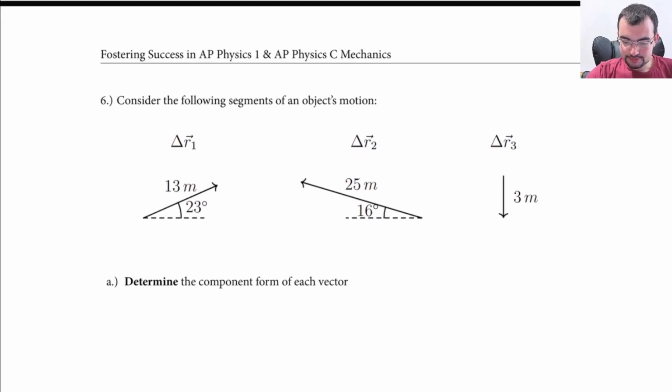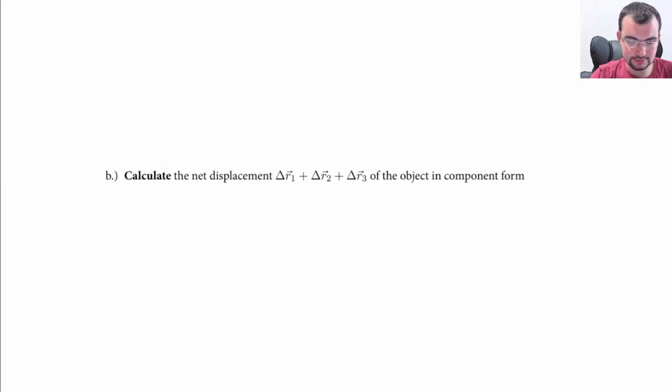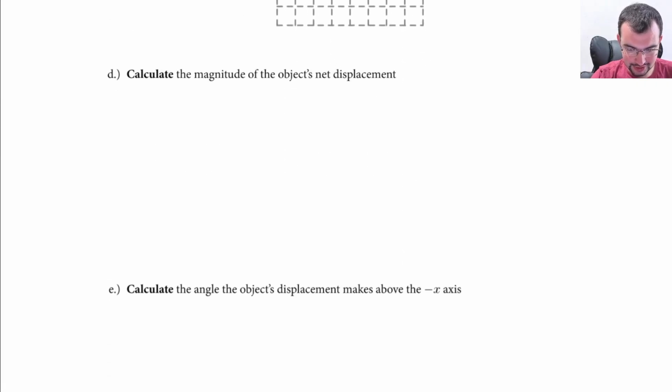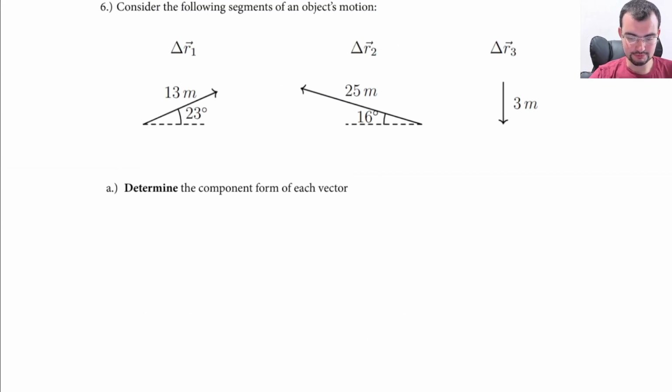All right, last one. We got some breaking down to do. So we're eventually tasked with determining each of these vectors in component form, calculating their displacement, graphing the displacement, finding the magnitude of the displacement, and the direction of the displacement. But to do any of that, we got to break everybody down into components. So let's kind of speed run this.